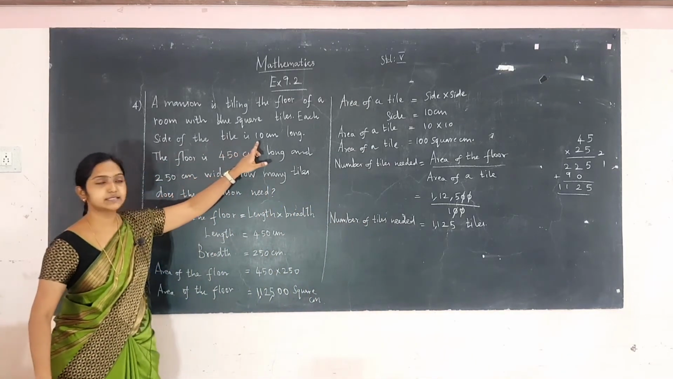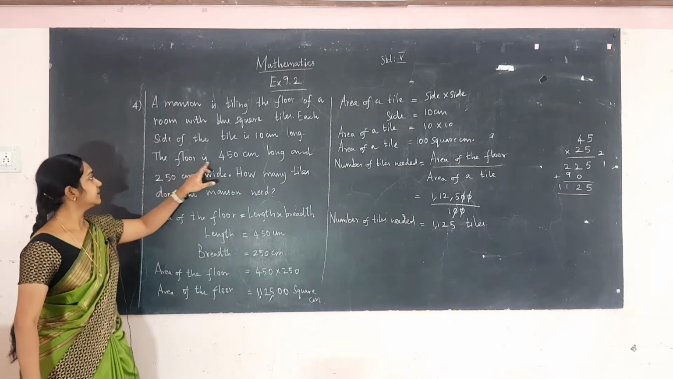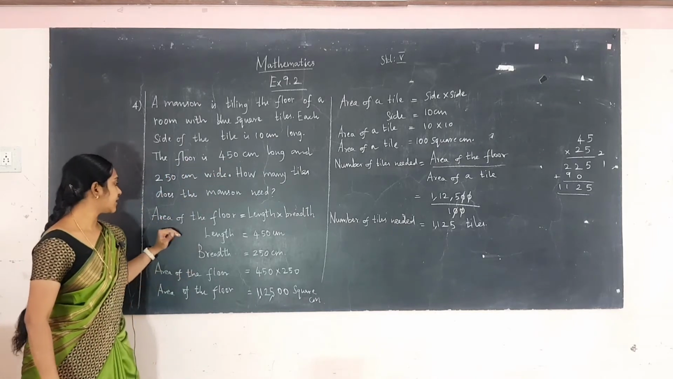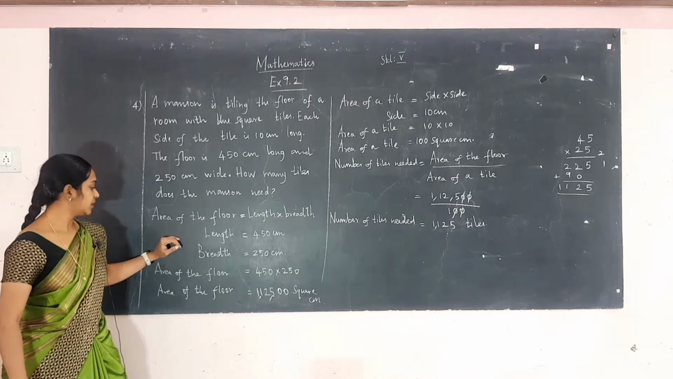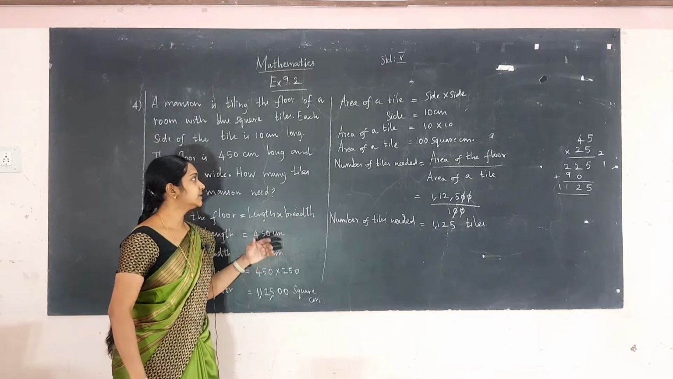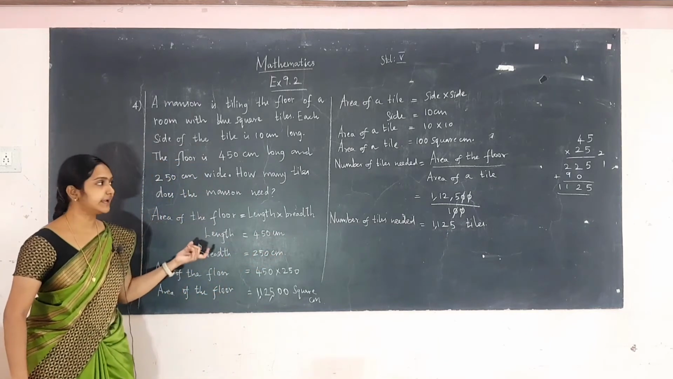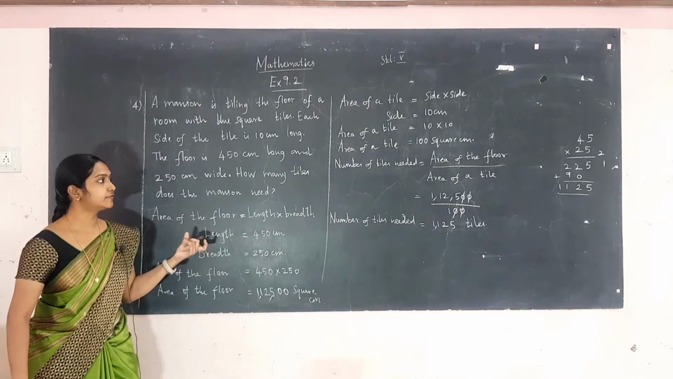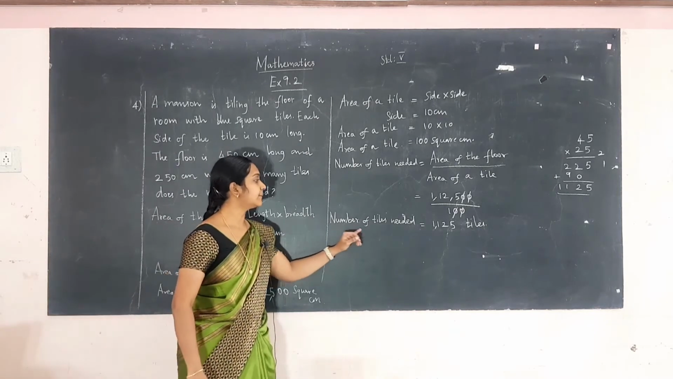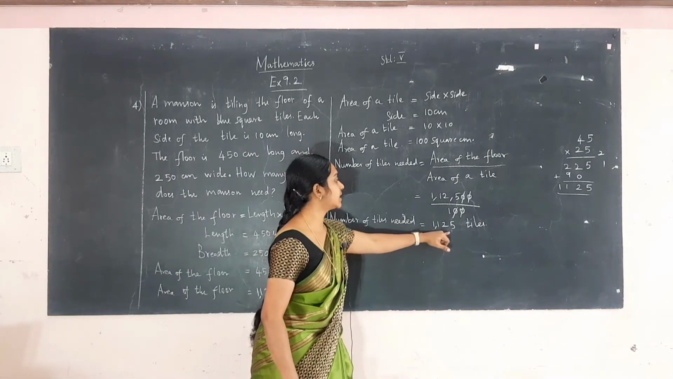Side of a tile is given and length and breadth of the floor is given. So first we have to find the area of the floor and next we have to find the area of the tiles. Then to find the number of tiles, we divide the area of the floor by the area of a tile. So the number of tiles needed is 1,125.